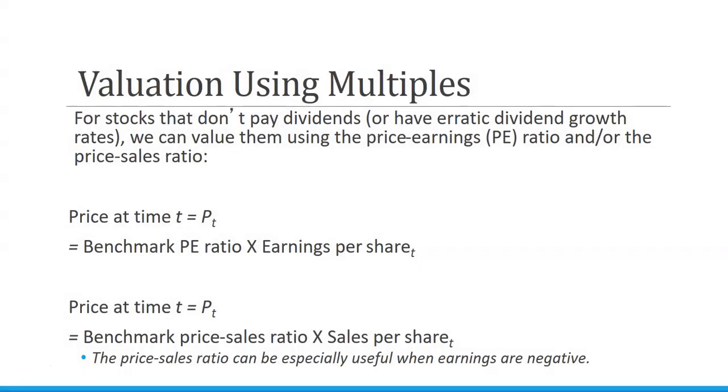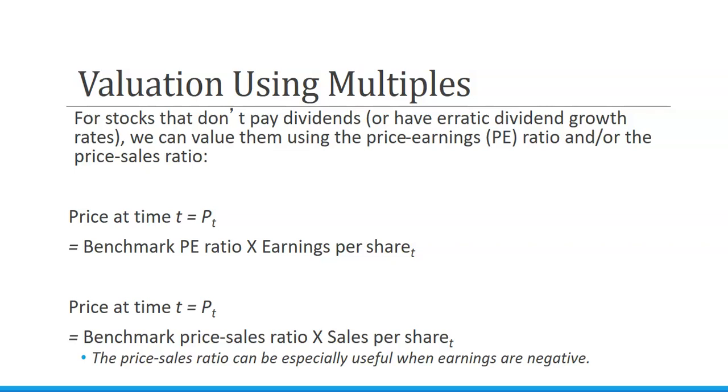For stocks that don't pay dividends or have erratic dividend growth, we can value them using their price earnings, or PE ratio, and their price sales ratio. So the price at time t, P_t, equals the benchmark PE ratio times the earnings per share, or the benchmark price sales ratio times the sales per share. The price sales ratio can be especially useful when our earnings are negative.